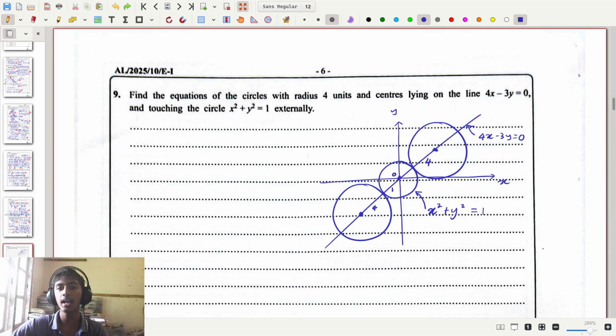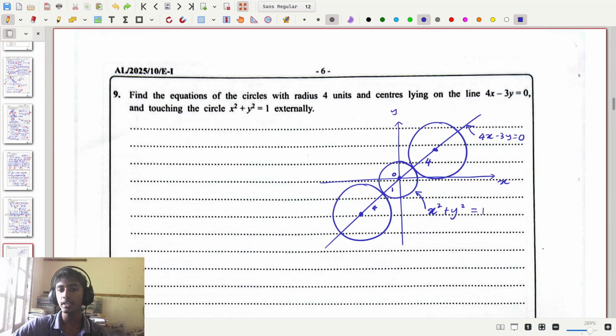And you can see I have drawn the line 4x minus 3y equals 0. The circle centers are on that line, which satisfies this condition that we have here. I've also drawn the radii. You can see the central circle has radius 1 and the external circles have radius 4. Now this diagram is not to scale, but it doesn't need to be to scale. It just needs to illustrate the situation and allow you to think about it.